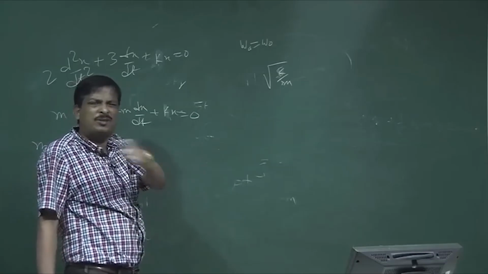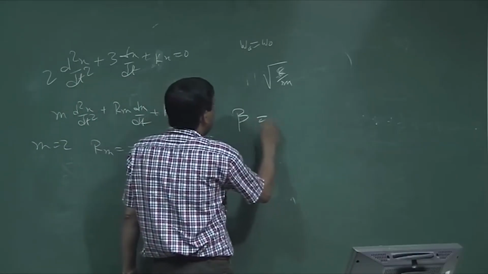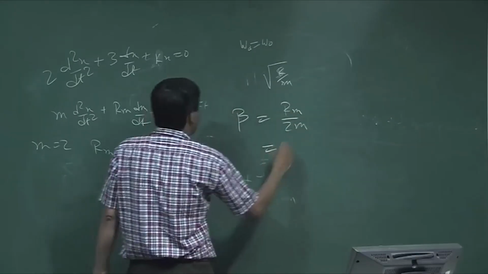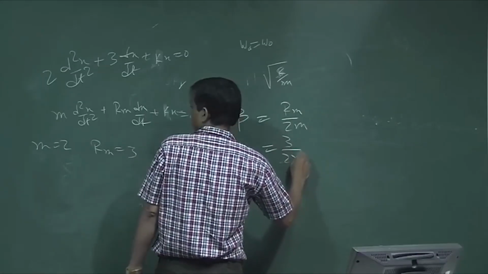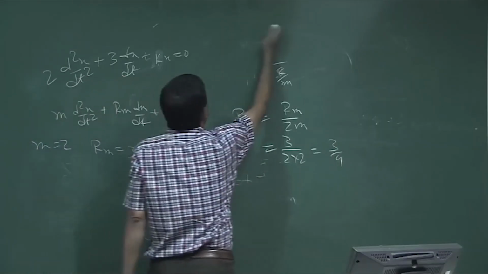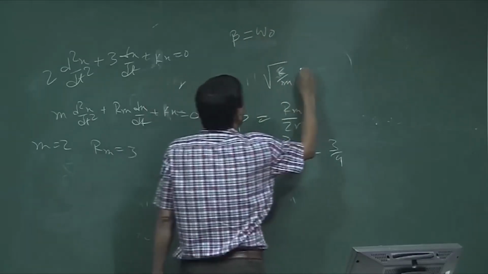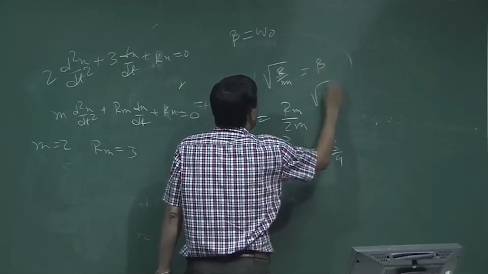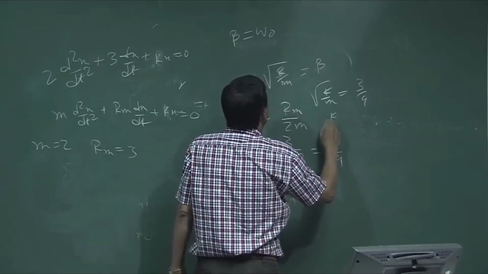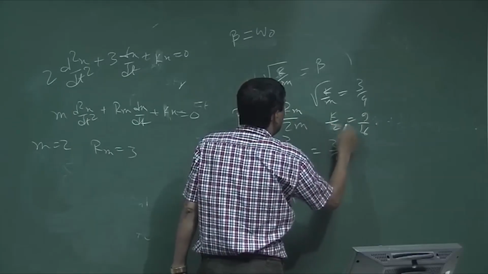Similarly, for underdamped and overdamped you can find out the beta value and then equate it. So, what is the beta value? Beta value is nothing but Rm by 2m. So, Rm is 3, 2 into m is 2, so 3 by 4. I said the system will be critically damped if beta is equal to omega 0. So, root over of k by m is equal to 3 by 4, or k by m is equal to 9 by 16. So, m is 2, so I can find out the value of k.